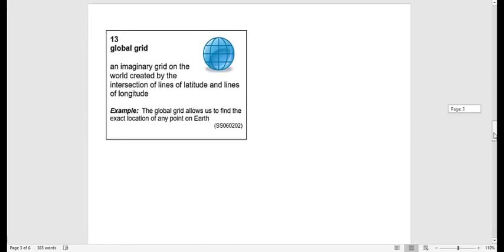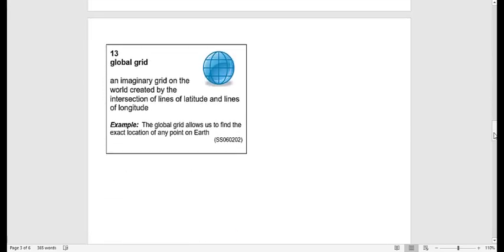Our last word card, number 13, the global grid, an imaginary grid on the world created by the intersection of lines of latitude and lines of longitude. Example, the global grid allows us to find the exact location of any point on Earth. So when we take our lines of latitude and we put them on the Earth with our lines of longitude, it creates a grid, and we can use that grid to find absolute location.